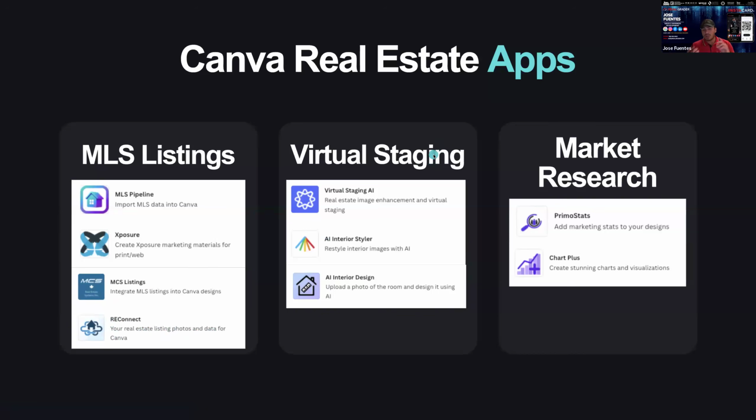Virtual staging. So now you can use AI to include furniture to basically stage the entire property using AI. So if you are interested in taking advantage of the virtual staging, just look up virtual staging AI. I think that's by far the easiest one to use. If you're a little bit more tech savvy, you can go into these two, which is going to be AI interior styler and then AI interior design.